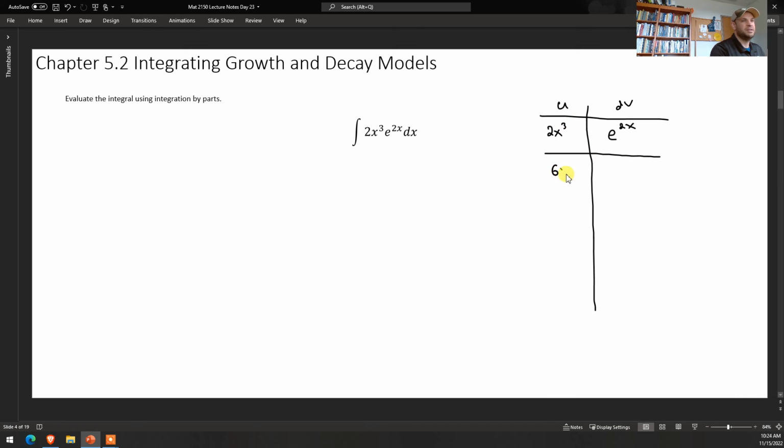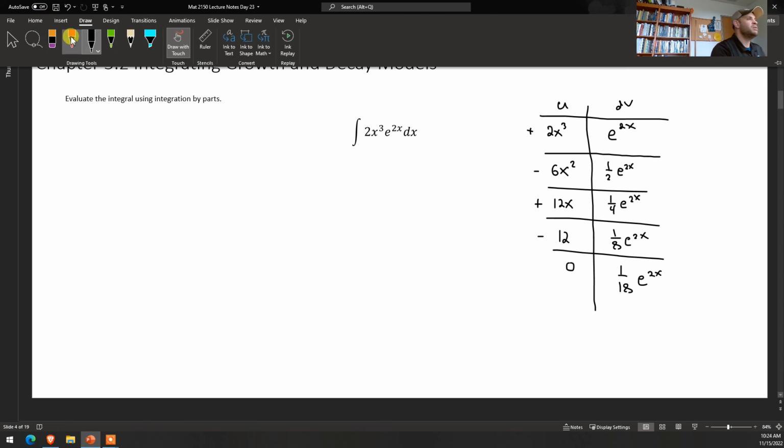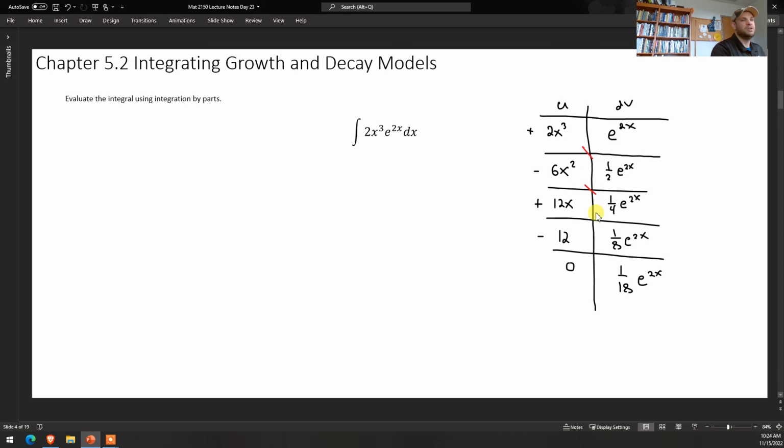Then we get 6x squared, 12x, 12, and finally 0. Over here, 1/2 e to the 2x, 1/4 e to the 2x, 1/8 e to the 2x, and finally 1/16 e to the 2x. Starting here, go plus, minus, plus, minus. And we read our box across the diagonals to write down our answer.